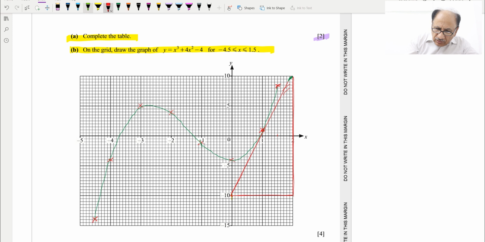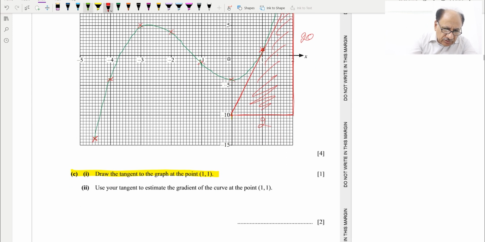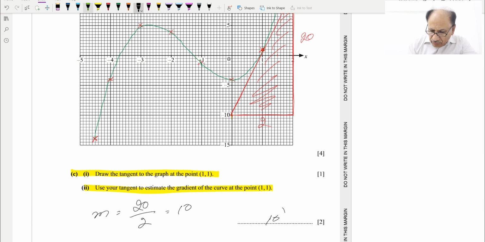So this triangle we can consider for the gradient. Rise we can take from 10 to 10, this will be 20, and run we will be taking as 2. So m will be equal to rise over run. They are asking us to find the gradient of the estimate at this one. So we can write m is equal to rise over run, which is 20 over 2, and this is equal to 10, and this will be the gradient for this.